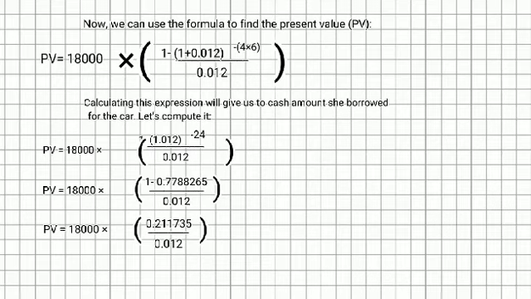The next step is just to copy the 18,000 or the monthly payment, multiplied again by 0.211735 over 0.012. We got this 0.211735 from the previous equation, which is 1 minus 0.788265, over 0.012. The next is just to copy again the 18,000 pesos or the monthly payment multiplied by 17.644583, and we'll get a present value of 317,601.5. Therefore, Marie Chris borrowed approximately 317,601.5 pesos for the car.